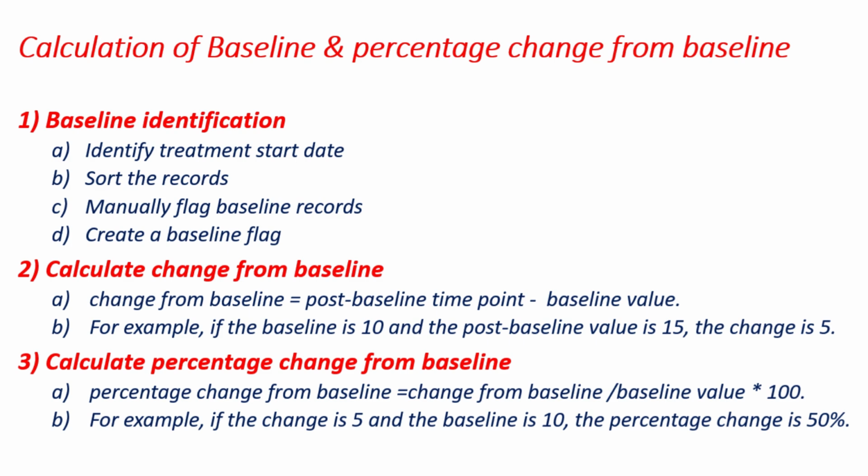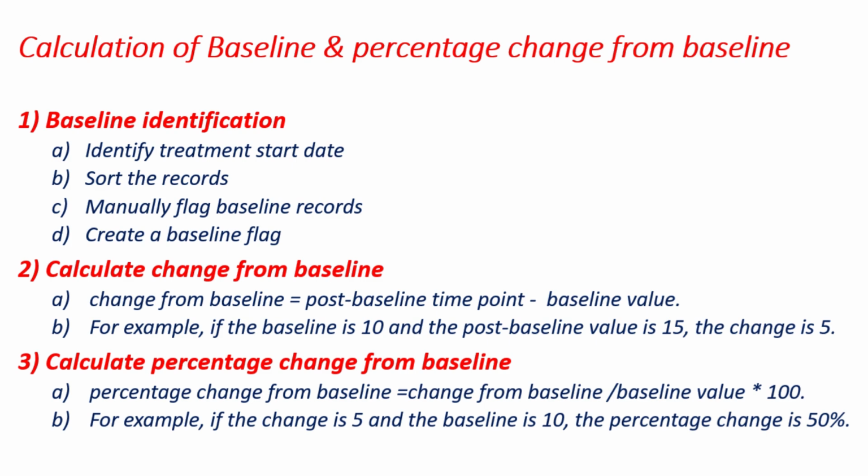Under baseline identification, first, identify the treatment start date. Sort the records. Manually flag baseline records. And finally create a baseline flag. Second one is calculate change from baseline. Change from baseline equals post-baseline minus baseline value. For example, if the baseline is 10 and the post-baseline value is 15, the change is 5.